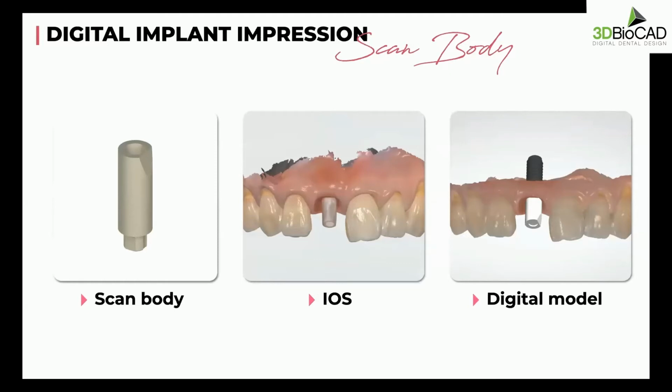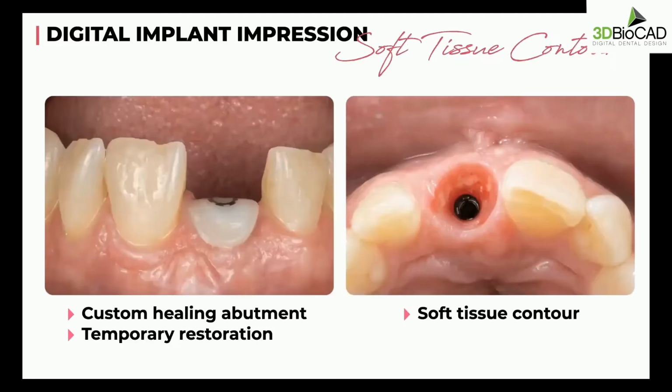So I use a Trio scanner to scan my implants. And of course, instead of using an impression coping, now we place a scan body onto the implant and do an intraoral scan. And that will transfer the implant position to the lab, and the lab will be able to create a digital model and make a final restoration for you. So yeah, that transfers the implant position, but what about the soft tissue contour that we have created using a custom healing abutment or a temporary restoration?